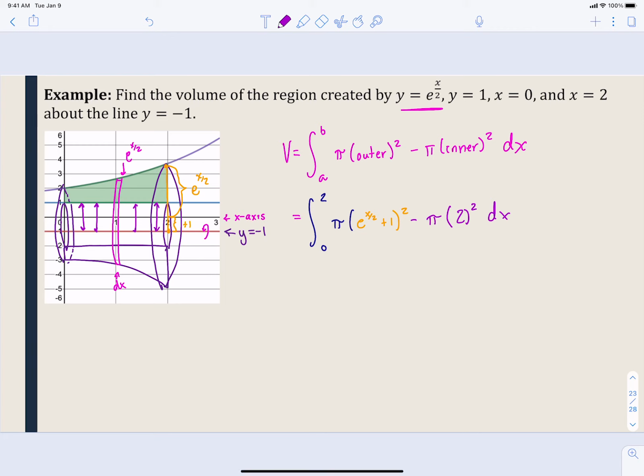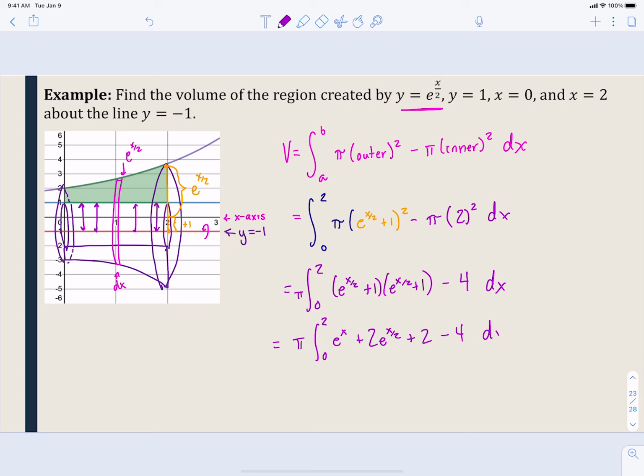So there is our function that we're going to take the integral of. And if you're doing the integral of this, I would pull that pi out in front, and then we've got e to the x over 2 plus 1 times itself. We'd have to multiply that out minus 4. So if you did want to multiply that out, you would get e to the x plus 2e to the x over 2 plus 2 and then minus 4.